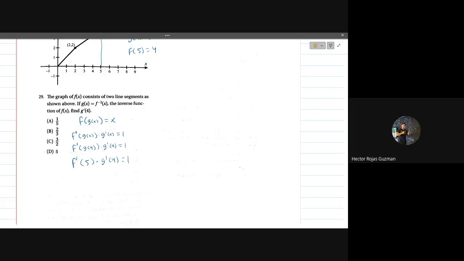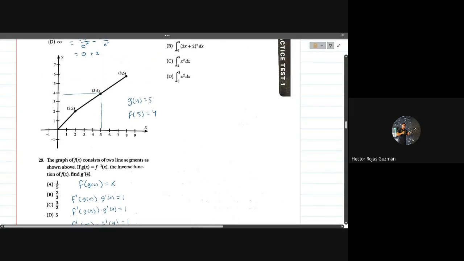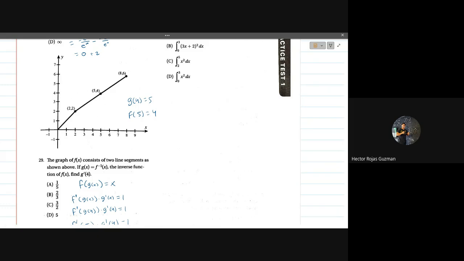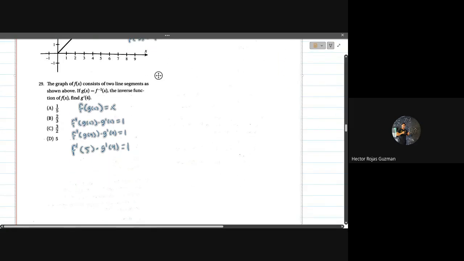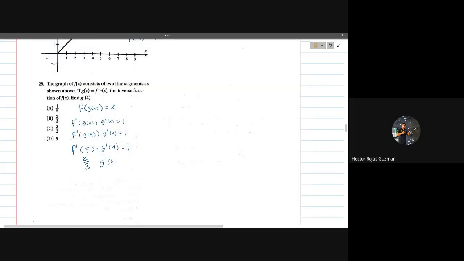F prime of 5 is the rate of change at 5. Let me erase my lines right here. To figure out the rate of change at 5, I can do a rate of change because it's a linear function. So here the rise is 4, the run is 6, which means the slope is 2/3. This means that g prime of 4 equals 3/2.